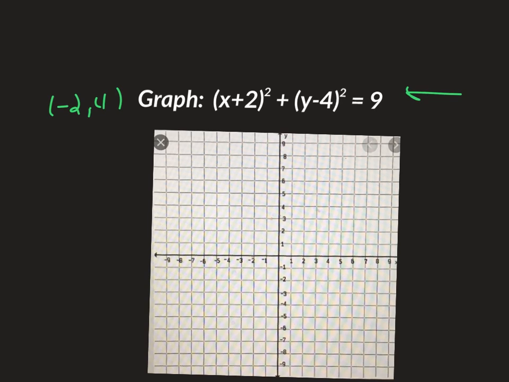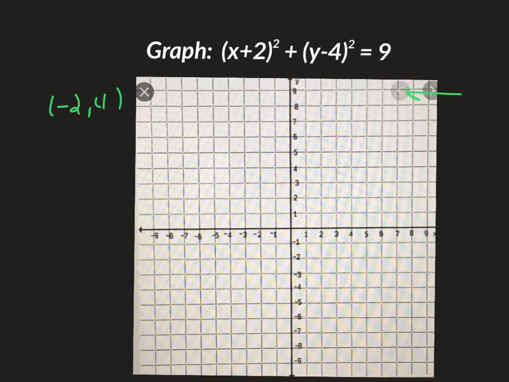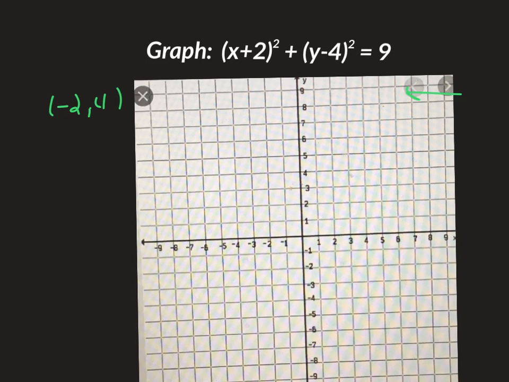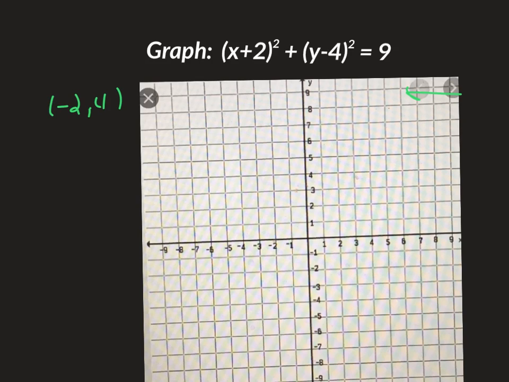So negative 2, 4. Let me see here. Negative 2, 4 is right here. And the radius is not 9, but the radius is 3. Remember, that's r squared, so the radius is 3.